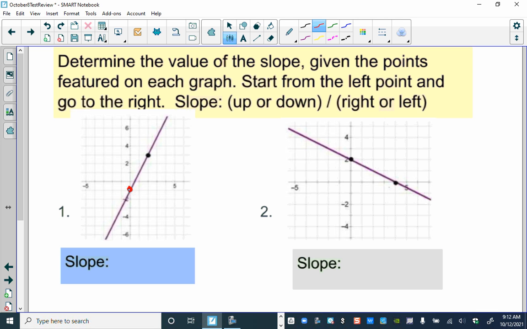How far? Well, first we have to figure out up and down. So for this first one, we're going from the point on the left to the point on the right. Are we going first up or down? We're going up. So how far up are we going? Careful, look at the points. We're just going from point to point. So how far up did we go? 1, 2, 3, 4. You went up 4. So it's up 4.